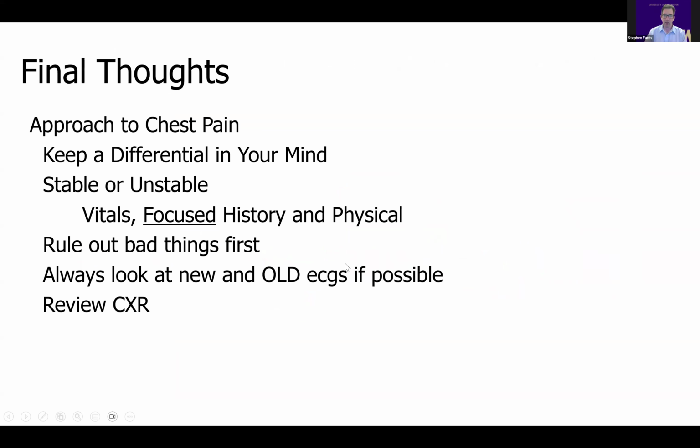So I want you guys to think about stable or unstable, super important, and you need to do a focused history. It needs to be focused and quick. Look at your old ECGs, get new ones, and review all your imaging so that when you call us, we can have an informed discussion.